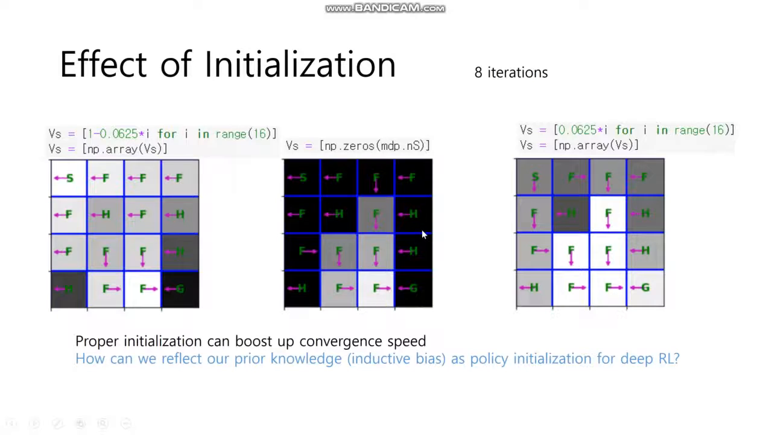So if we initialize the value function in increasing order, from the start state to the goal state, even after 8 iterations, it converges. We can check that the policy is optimal already. But if we initialize the value functions in the opposite way, we can see that after 8 iterations, the policy is not good. So the question is, how can we reflect our prior knowledge or inductive bias as policy initialization for deep RL? It's an interesting question to think about.